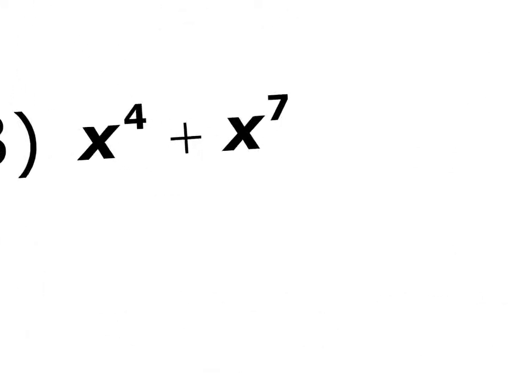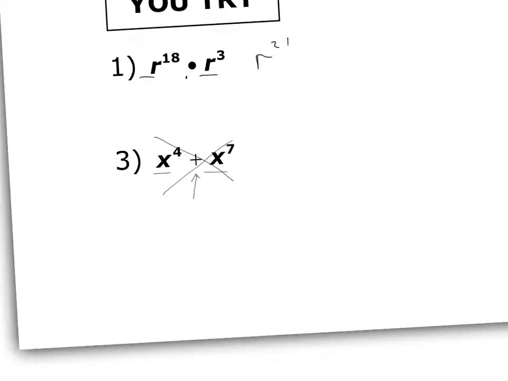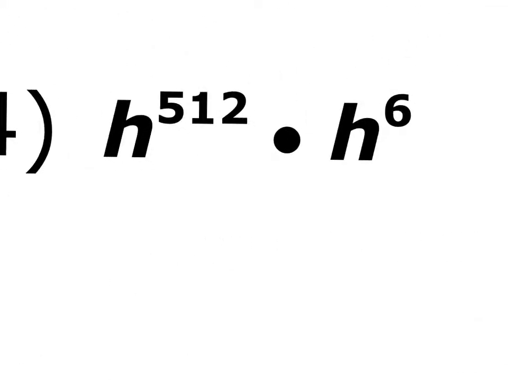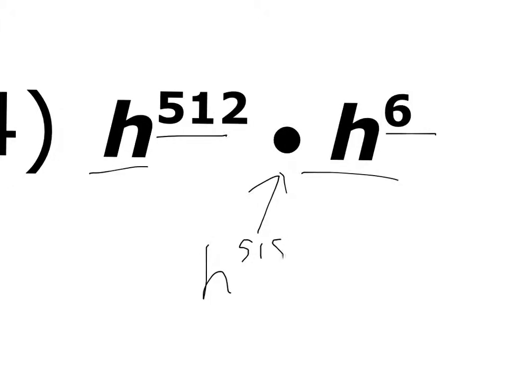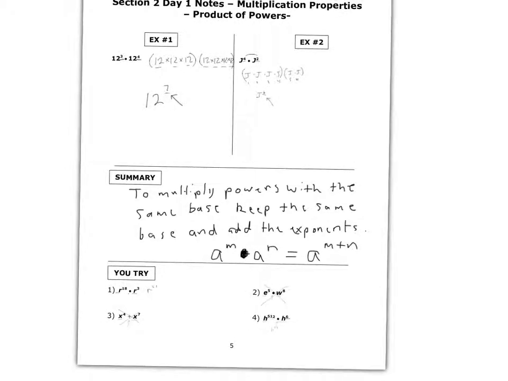What about number 3? We have the same base, but they are not multiplied together, so we cannot use this property. And the last one, we have the same base. They are multiplied together, so we can add the exponents. And 512 plus 6 is h to the 518th. So here's just a few examples that are going to get us started, and on the back side of this page, we will try a few more.